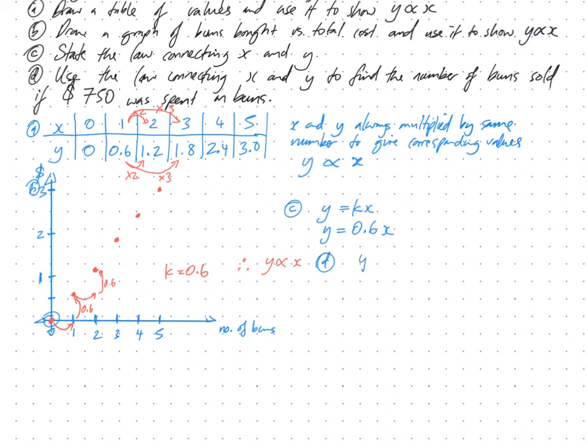y dollars is equal to 0.6x, where x is the number of buns sold. Now I know $750 was spent, so 750 equals 0.6x. What's 0.6 doing to x? It's multiplying. What's the opposite of multiplying by 0.6? Dividing. So divide both sides by 0.6. That cancels down to 1. 750 divided by 0.6 gives you 1250 is equal to x.